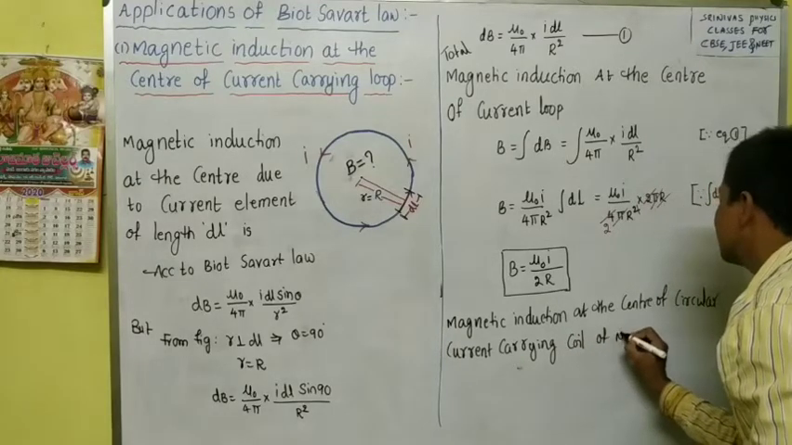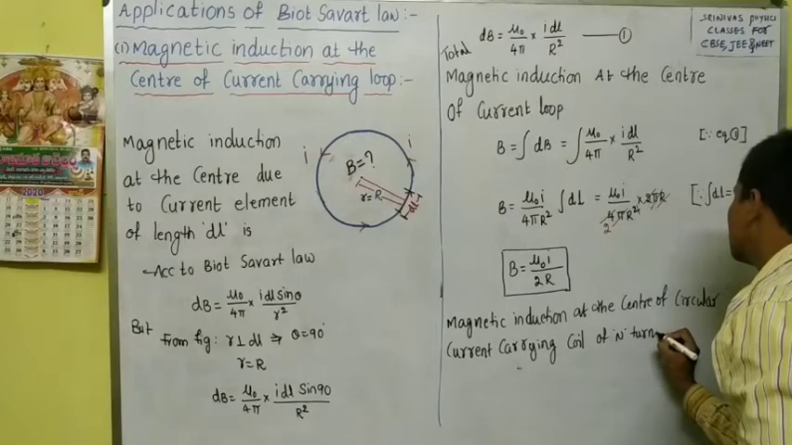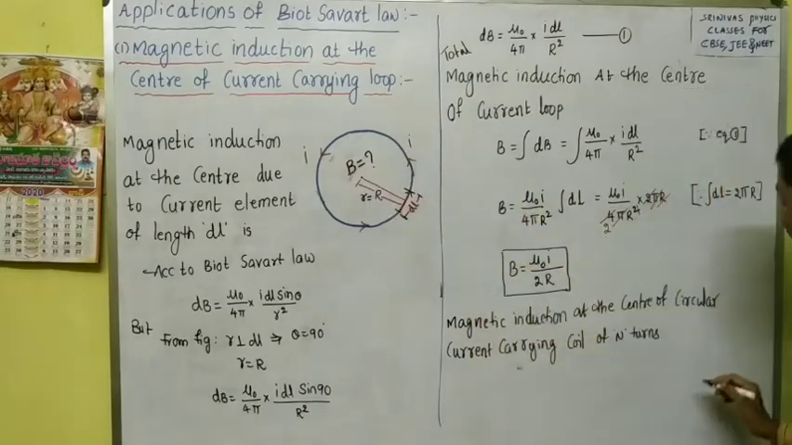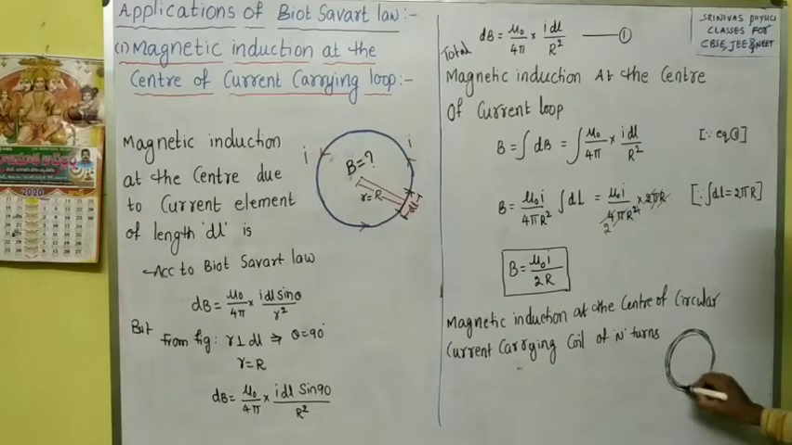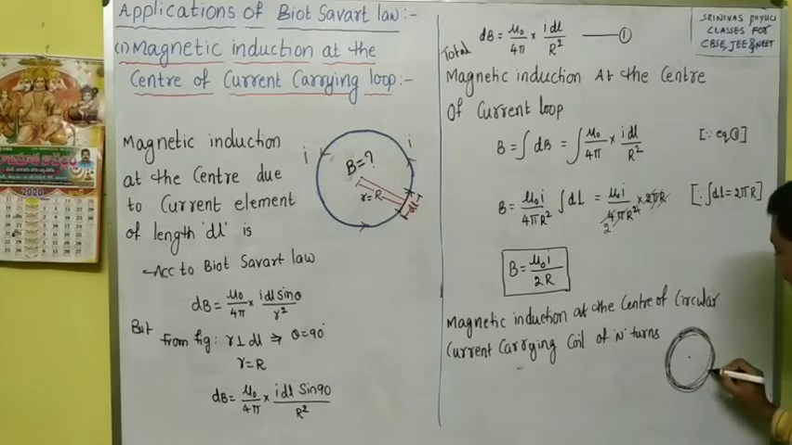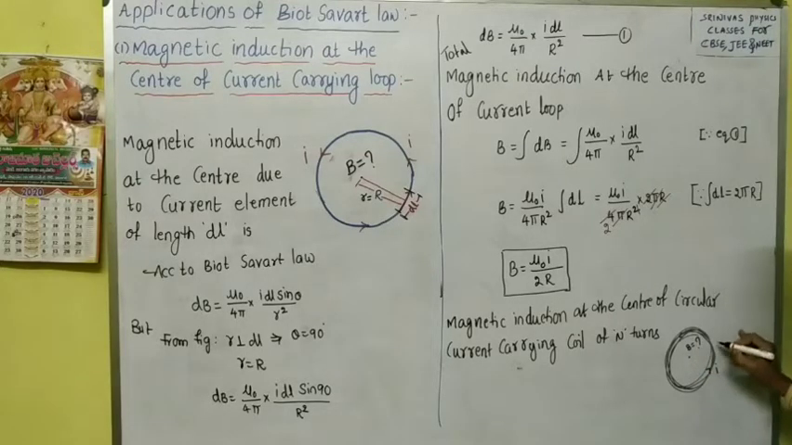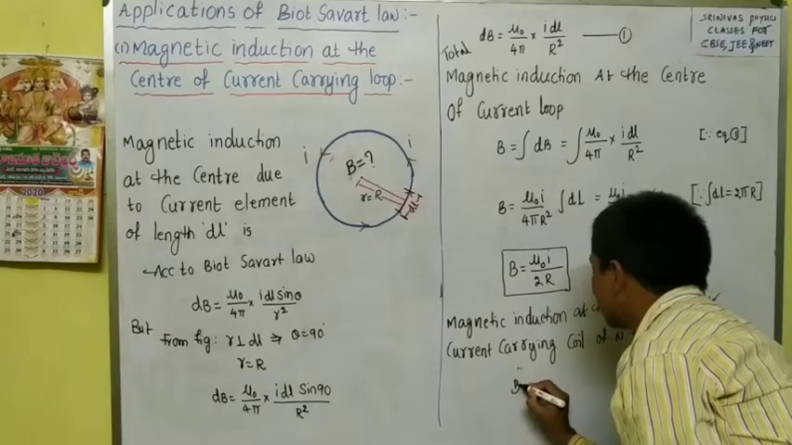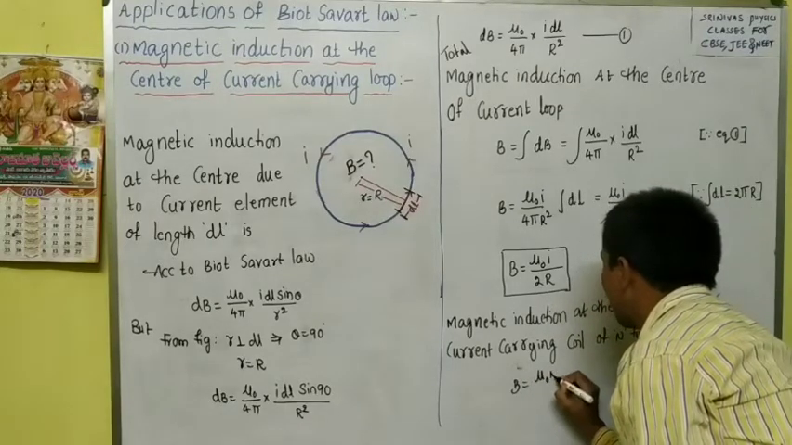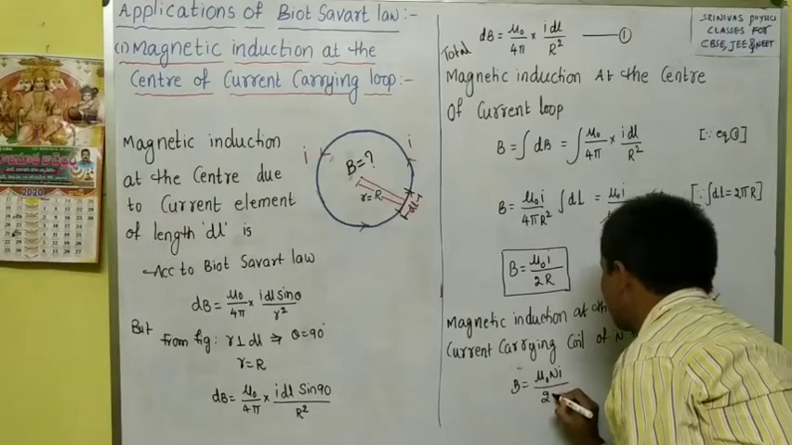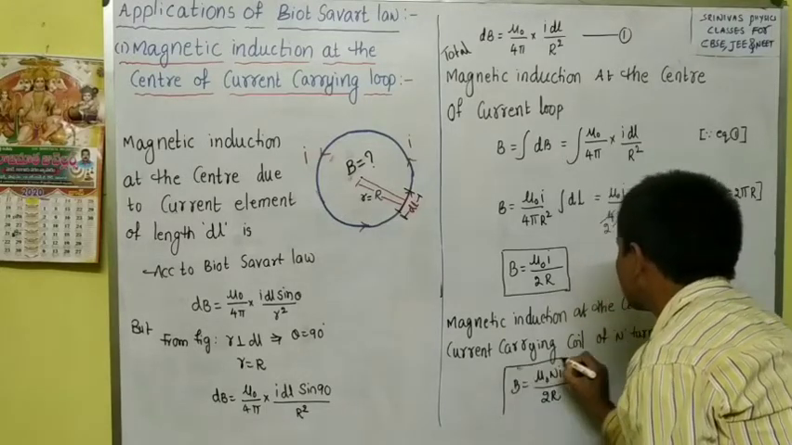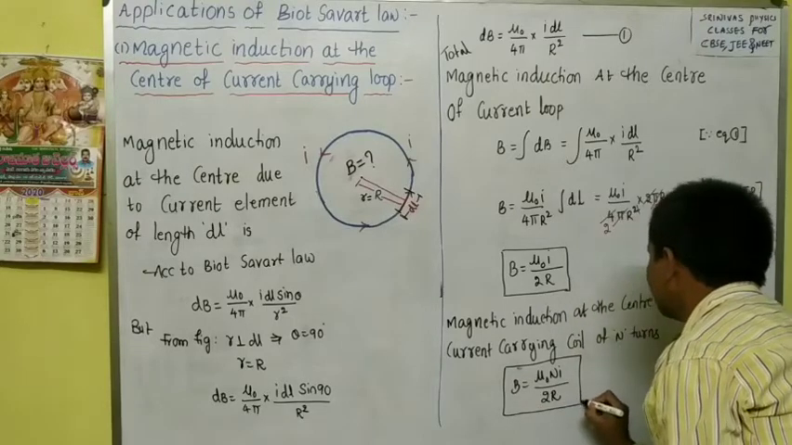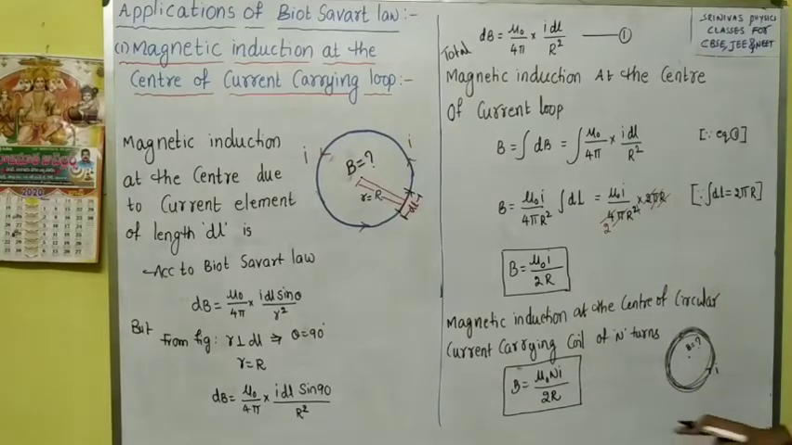of n turns, right? This is the magnetic induction due to only one turn. Loop means only one turn. If n turns are there like this, then what is the magnetic induction at the center? It is carrying some current, let us consider. The formula for magnetic induction at the center is mu naught N I by 2R. This is the magnetic induction at the center of the coil.